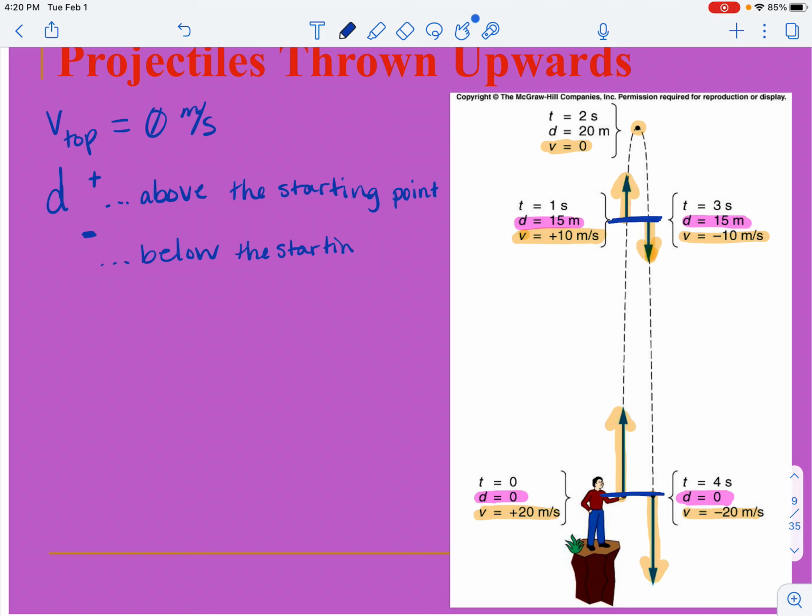So in this particular illustration, we do not have any negative displacements because in this drawing, the ball never physically moves below the boy's hand. If he does not catch the ball and the ball continues to fall, now we will begin to see negative displacements. Now we're going to take a moment and we're going to look at the times.